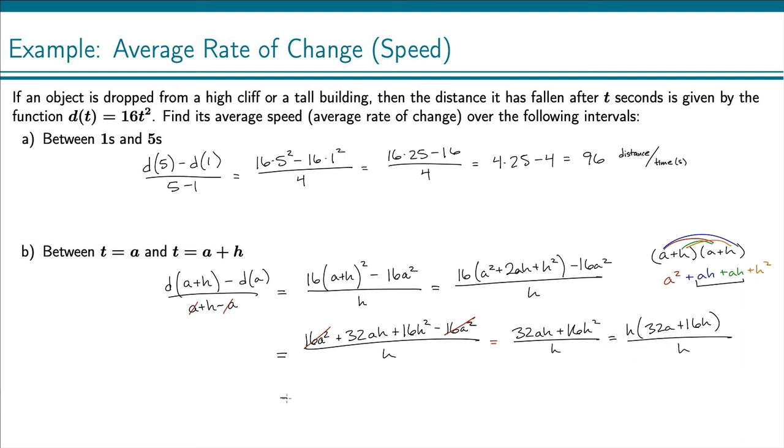And we have to be very careful when we cancel the h here. We're left with 32a plus 16h. However, that canceling only occurs if h is not equal to 0, because you can't divide by 0. You can't cancel 0 over 0. That doesn't make any sense. And so this is our simplified expression if h is not equal to 0.